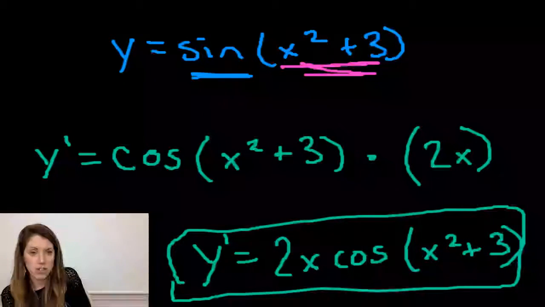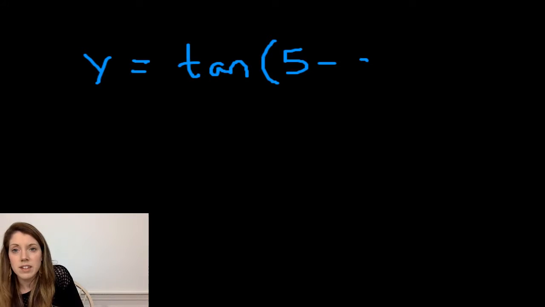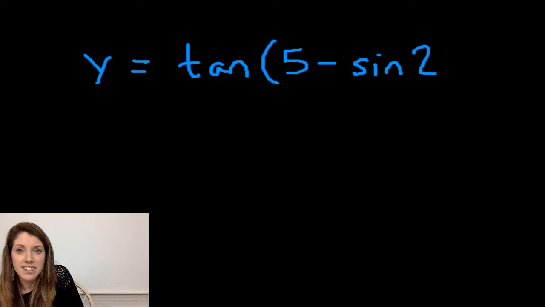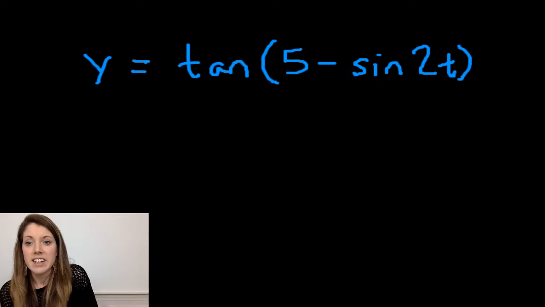You can pause it if you didn't get to write all that down for some reason, but I'm going to erase and give you another one. So example 2, we're going to call our y function, we'll say tangent of 5 minus sine of 2t. Now I'm really going to try to make it crazy.